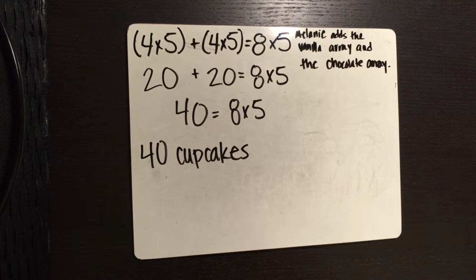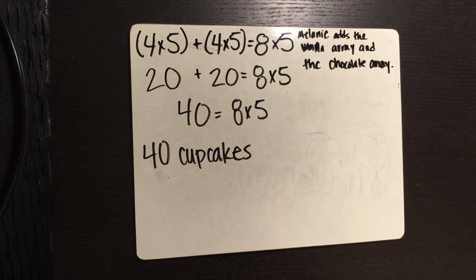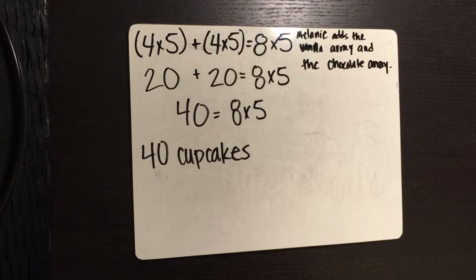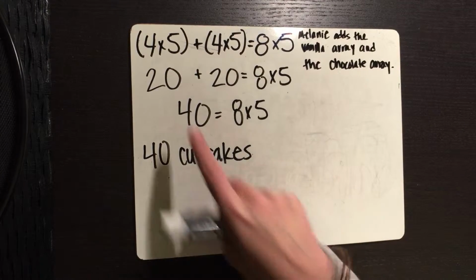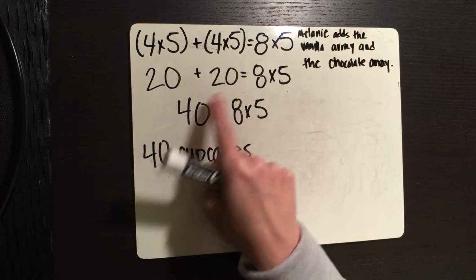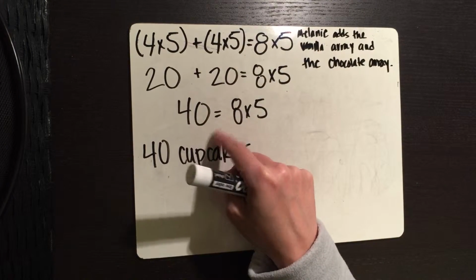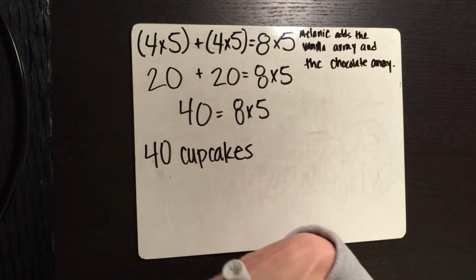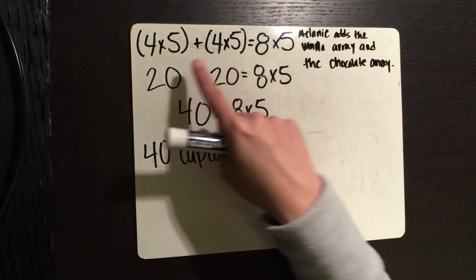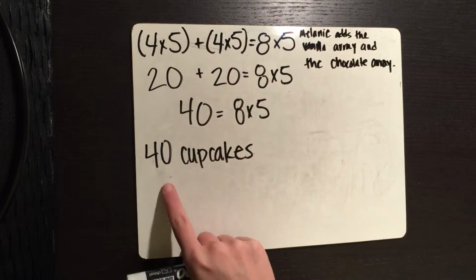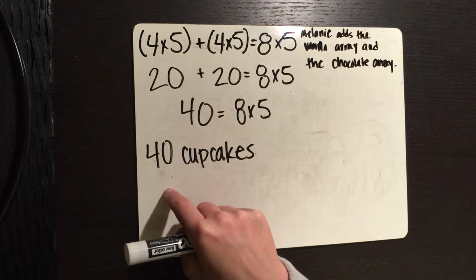So 4 times 5 plus 4 times 5 equals 8 times 5. The first 4 times 5 equals 20. And the second 4 times 5 also equals 20. So 20 plus 20 also equals 8 times 5. 20 plus 20 is the same as 40. So we know that 8 times 5 equals 40. That's 40 cupcakes. There are many ways you can explain this, as long as you explain exactly what Melanie did for each step to get to the total of 40 cupcakes.